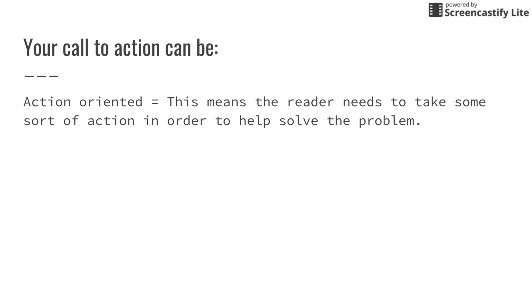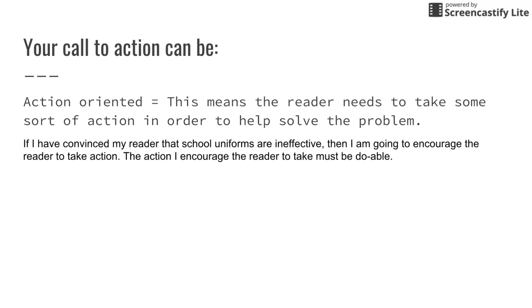A call to action can be action-oriented, meaning the reader needs to take some sort of action in order to help solve the problem. If I've convinced my reader that school uniforms are ineffective, then I am going to encourage the reader to take action. The action I encourage the reader to take must be doable. This is important. It must be something the reader can do. You have to take into consideration your audience here.